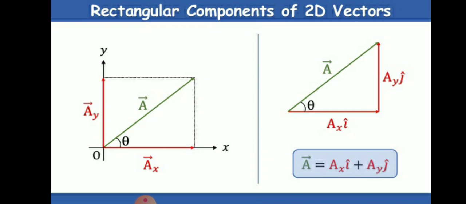Resultant vector, so here the resultant vector is the vector A, which is a sum of all its components, that is the components in the x and y axis.